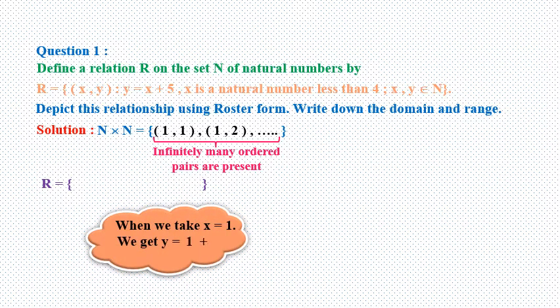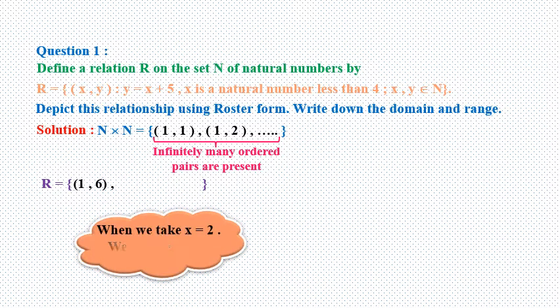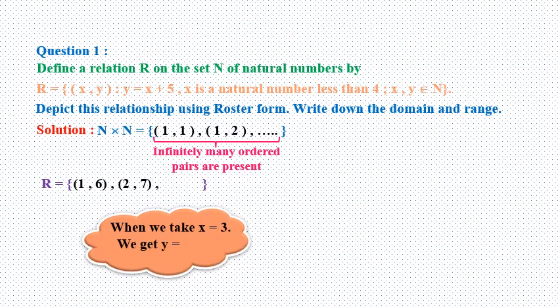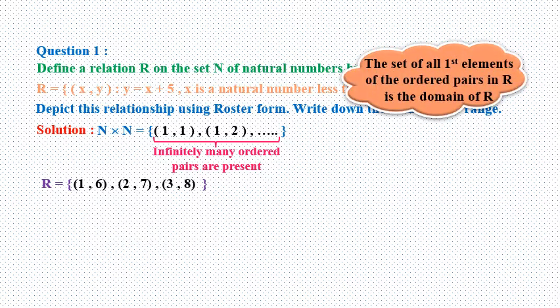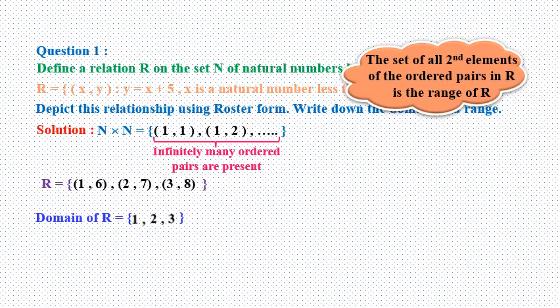When x equal to 1, y equal to 6. When x equal to 2, we get y equal to 7. When x equal to 3, we get y equal to 8. Yes, you got this? Next look at this. The set of all first elements are the domain. Correct? 1, 2, 3, and the range.